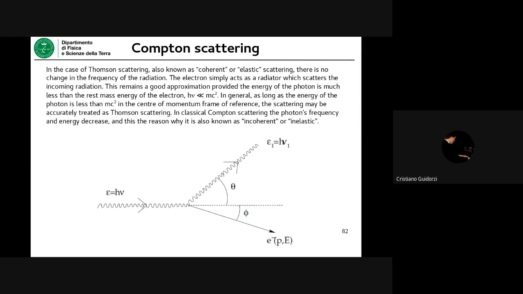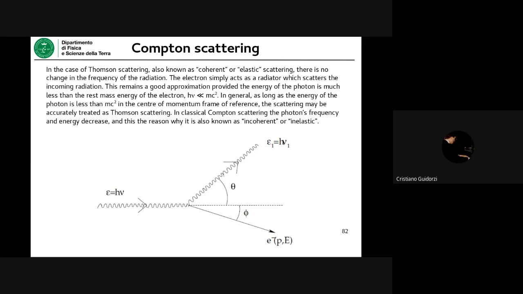So the novelty here is indeed that you might consider very energetic photons. By very, I mean no longer negligible with respect to the rest energy of the electrons. And in this case, Compton scattering is also referred to as incoherent or inelastic scattering. Because the idea behind these names is that if you compare the energy of the photon before and after the scattering, you will see that the energy of the photon has decreased because some of its energy has passed on to the electrons.